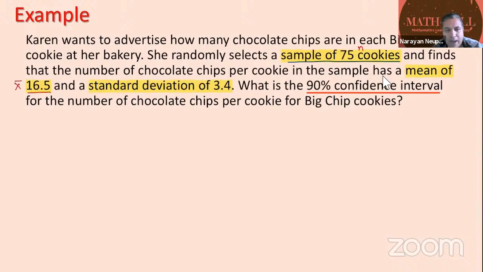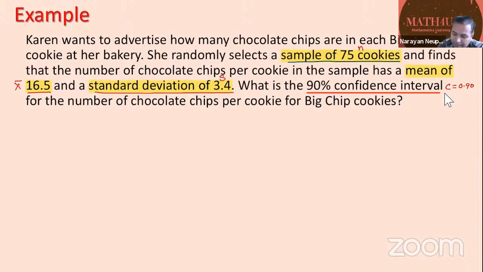And for that 75 cookies, the standard deviation is 3.4. Or the standard deviation of the sample, that is S, is 3.4. What is the 90% confidence interval? So we are looking for a 90% confidence interval. So C is equal to 0.90.